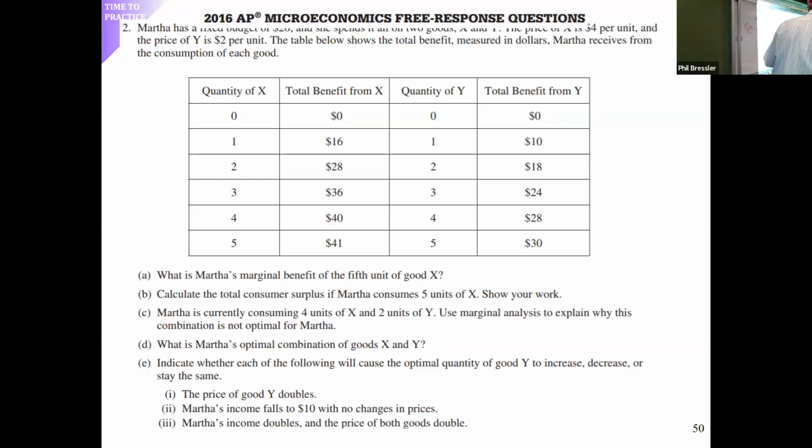E, indicate whether each of the following will cause the optimal quantity of good Y to increase, decrease, or stay the same. If the price of good Y doubles, what do you think is going to happen here? We're going to buy more or less good Y.